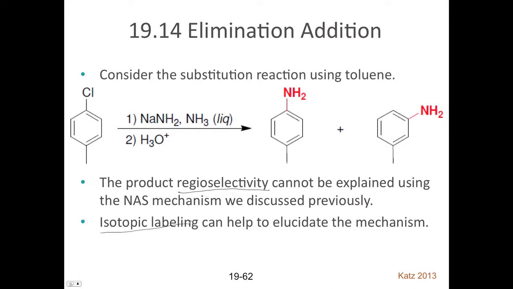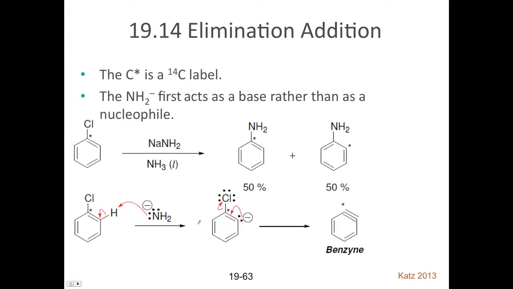So isotopic labeling experiments help us out here to discern what the chemistry might be. The carbon with the asterisk is a C14 isotopic label. That means when I look at my carbon NMR, this will show up as a different peak altogether, and also in my proton NMR as well. This will show up as a different peak or no peak at all, depending on how your NMR is tuned. So the NH2 first acts as a base rather than a nucleophile. Then it acts as a nucleophile.